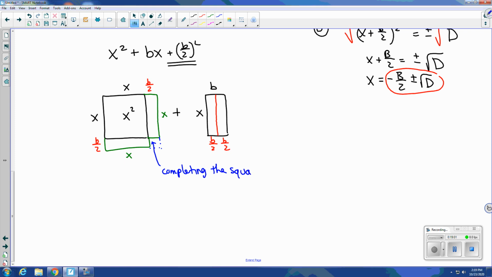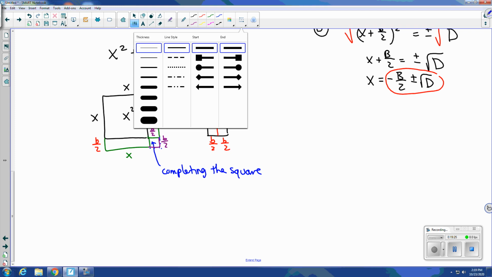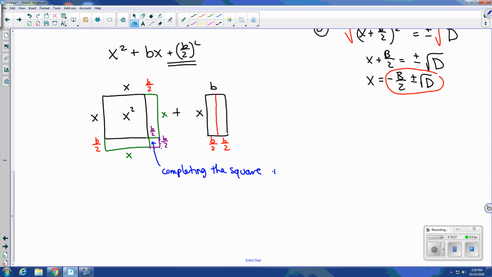The question is, what was the add-in to complete it? Well, what are the dimensions of that little square there? If you notice the other parts, you'll see that the width and length of that little square should match b over 2 and b over 2. So the dimensions are b over 2 times b over 2. So to complete the full square, we have to add on b over 2 squared. And that's where that comes from. That's where the plus b over 2 squared comes from.